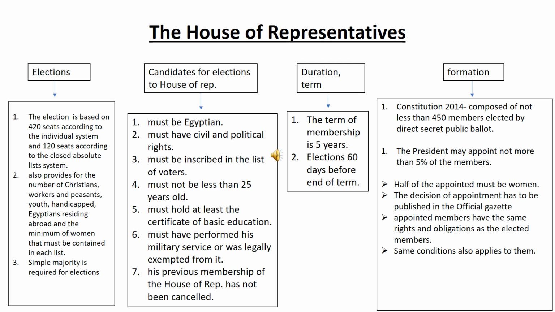So whenever the president is going to choose some member in the House of Representatives, this must be published in the official gazette. Appointed members have the same rights and obligations as the elected members, so they are equal in rights and obligations as the 420 seats elected by the people. The same conditions also apply to them with regard to the candidate's conditions and the duration and so on.